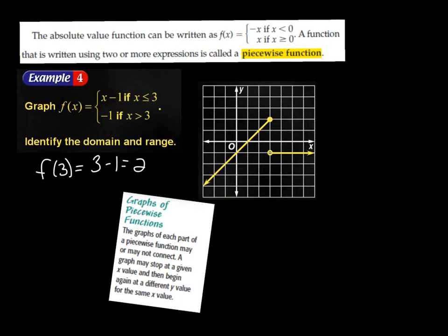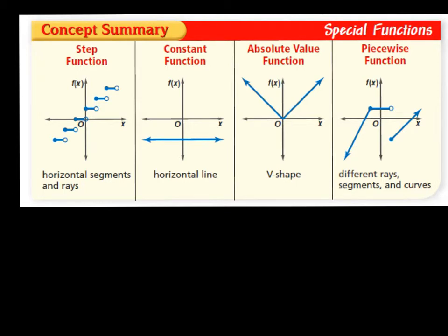The graphs of each part of a piecewise function may connect, as in the absolute value function, or they may not, like in example 4. A graph may stop at a given x value and then begin again at a different y value for the same x value, like we did in that example. The last thing we need to do is the easiest, is just to be able to identify which kind of special function it is. So here's a nice summary, so we make it easy to identify.